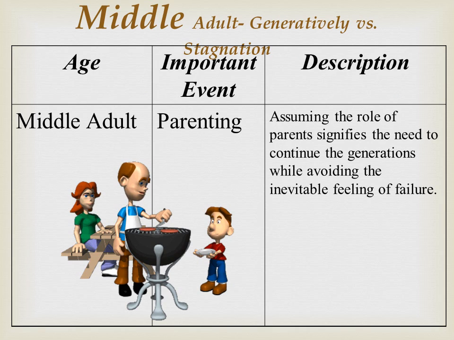Okay, then you have generativity versus stagnation. This is the middle adult years, pretty much from 35 to maybe 50. An important aspect of this time is parenting. You assume the role of parents, and it signifies the need to continue the generations while avoiding the inevitable feeling of failure. So they're questioning, do my kids like me? Do I like my job? Or am I not doing enough for my family and for society?